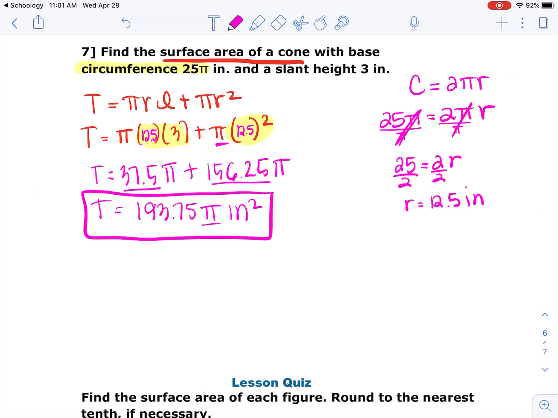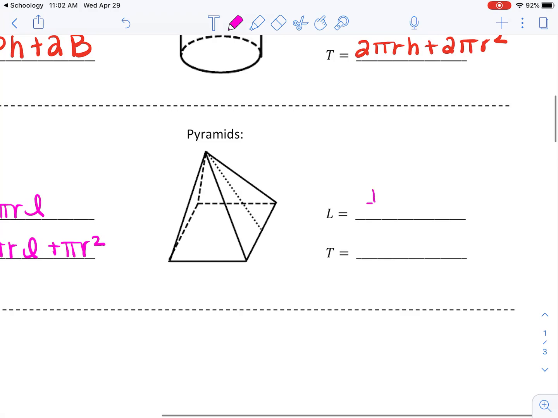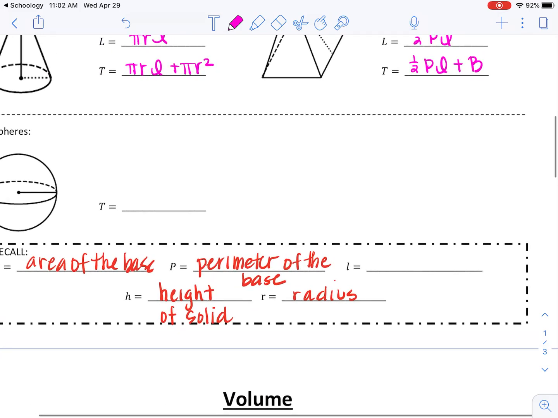Okay, so that's it for notes for today. What I am going to do is go back to my formula sheet and add my formulas. Once again, cone, lateral area, pi RL. Total surface area, pi RL plus pi r squared. Pyramid, lateral area, 1/2 perimeter times slant height. Total surface area, 1/2 perimeter times slant height plus the area of that base. Down here, I can add what lowercase cursive L stands for. Once again, that's slant height.